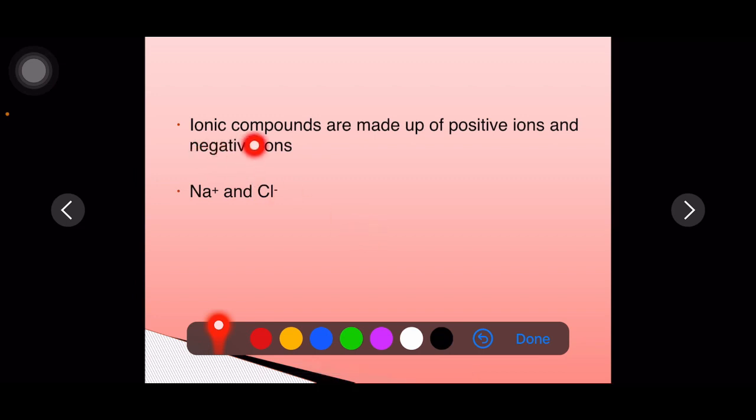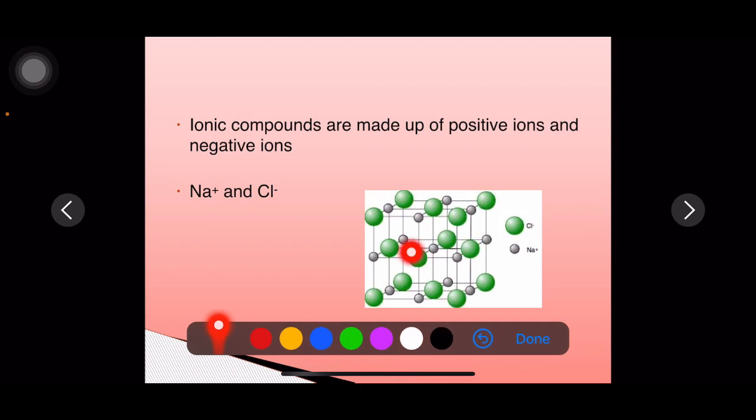As we know, ionic compounds are made up of positive ions and negative ions like sodium ion and chloride ion, and these oppositely charged ions are arranged in a regular ionic lattice.